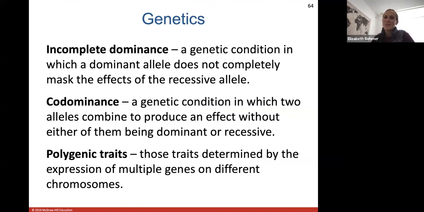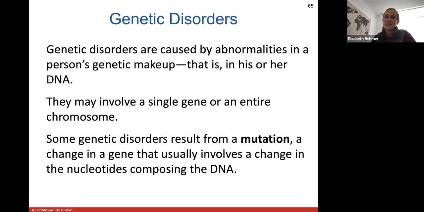So incomplete dominance is a genetic condition in which a dominant allele does not completely mask the effects of a recessive allele. So they might kind of both be expressed. Codominance is a genetic condition in which 2 alleles combine to produce an effect without either of them being dominant or recessive. A polygenic trait is one determined by the expression of multiple genes on different chromosomes. And then we can get to some genetic disorders.